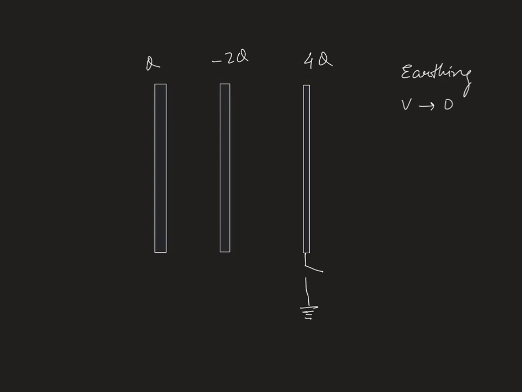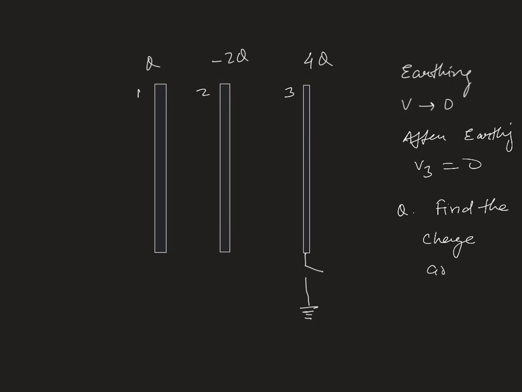So if we connect the switch, the last plate, that is plate 3, let me number them 1, 2 and 3. The plate 3 will be earth and the potential of plate 3 will be equal to 0. So after earthing, V3 will be equal to 0. Now the question simply asks: find the charge arrangement. What is your charge arrangement?